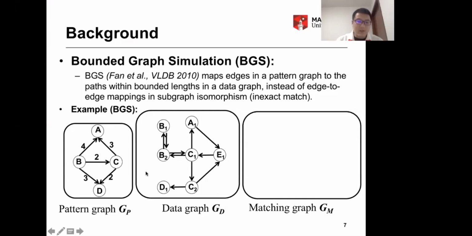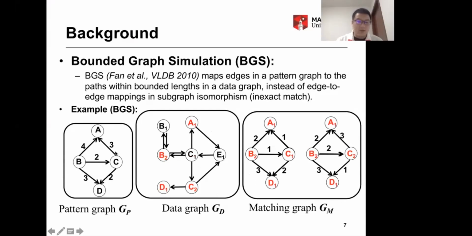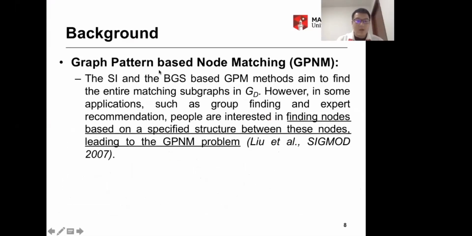However, by the definition of boundary graph simulation, we can find some matching graphs. For example, the subgraph consisting of A1, B2, C1, D1 is a matching subgraph. And this is another matching subgraph of the given pattern graph GP based on the definition of boundary graph simulation. The subgraph isomorphism and the boundary graph simulation-based GPNM methods aim to find the entire matching subgraphs in the data graph. However, in some applications, like group finding and expert recommendation, people are interested in finding nodes based on a specified structure between these nodes, leading to the GPNM problem.